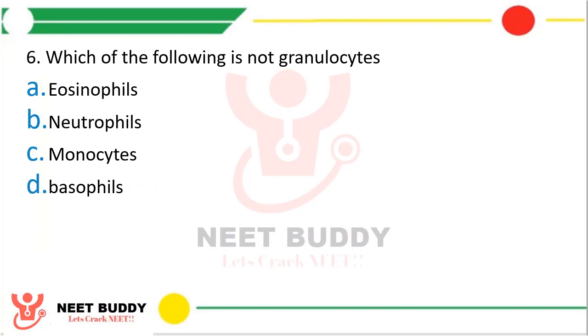Question 6. Which of the following is not granulocyte? Eosinophil, neutrophil, monocytes, basophil. Which of the following is not a granulocyte? The correct answer is option C. Monocyte is not a granulocyte.